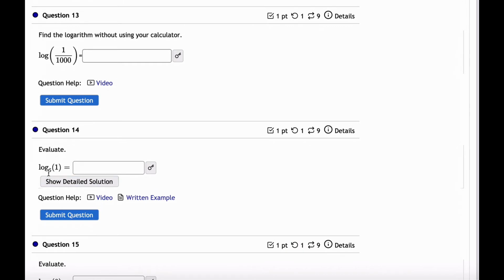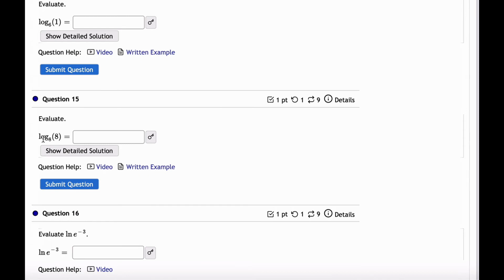You might not see the log base 6 of 1, but you'll see the log some base of 1. The idea of question 14 is that it doesn't matter what the base is, the log with any base of 1 will be equal to something. Maybe you could figure out what that something is. Question 15, we got the log base 8 of 8. So 14 and 15 were meant to kind of make generalizations. The log any base of 1 will be equal to something.